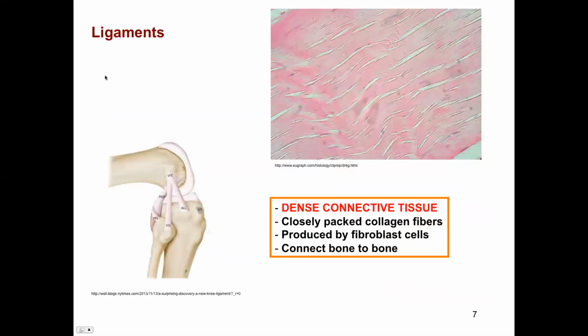Now, I mentioned that dense connective tissue, the ligaments, those are the ones that are connecting bone to bone, and here you can see several of them in this knee joint, all right? These are closely packed collagen fibers. Remember, the cells that produce these connective tissue fibers are called fibroblasts, right? So ligaments, bone to bone. Tendons we'll talk about in chapter 6. Those are the ones that join muscle to bone, all right?